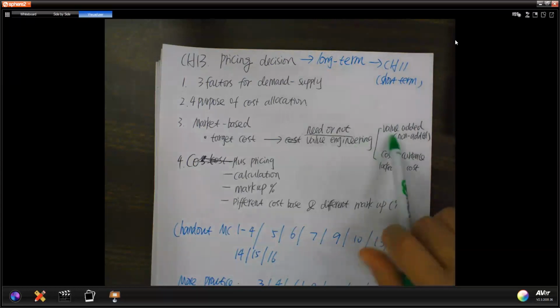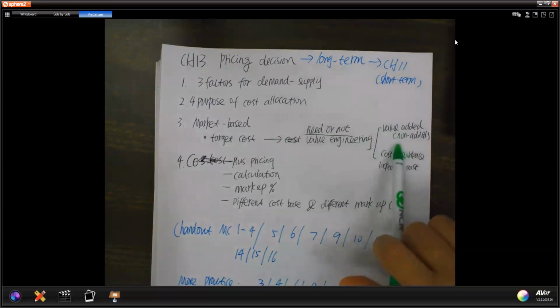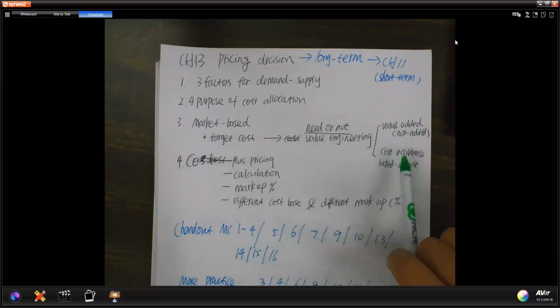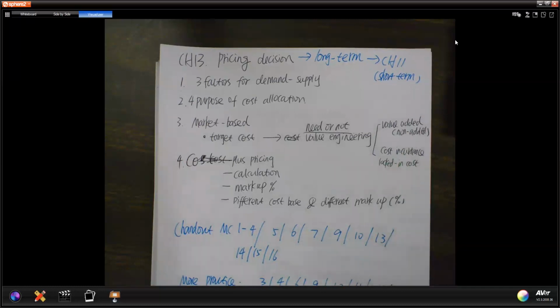And then we talked about those concepts, value added and non-value added. We want to keep value added cost. We want to eliminate non-value added cost. Cost incurrence is when the cost really is incurred. Locked-in cost is before things even happen, right? Before you start paying the cost, it's already locked in.